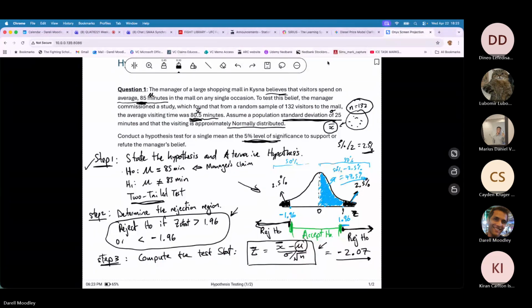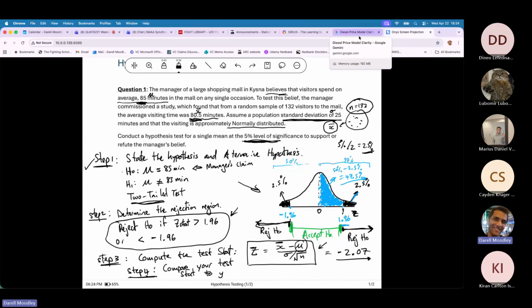All right, now I said there's 5 steps, so we've done 3 steps. Let's move to the 4th step. 4th step is quite quick as well. Step 4. Step 4 is compare your result in step 3, so your test stat, to your rejection region.